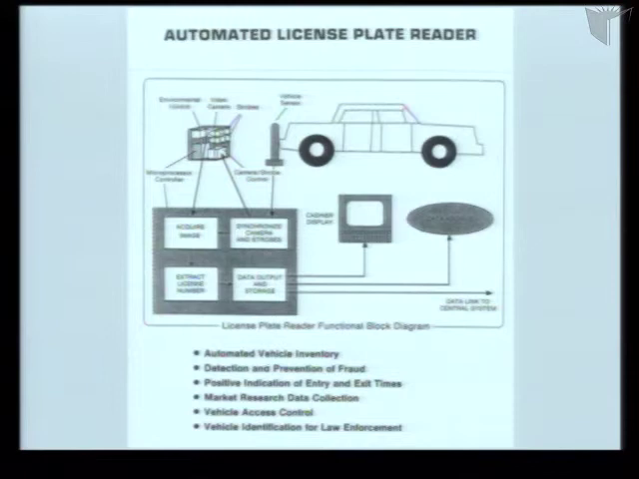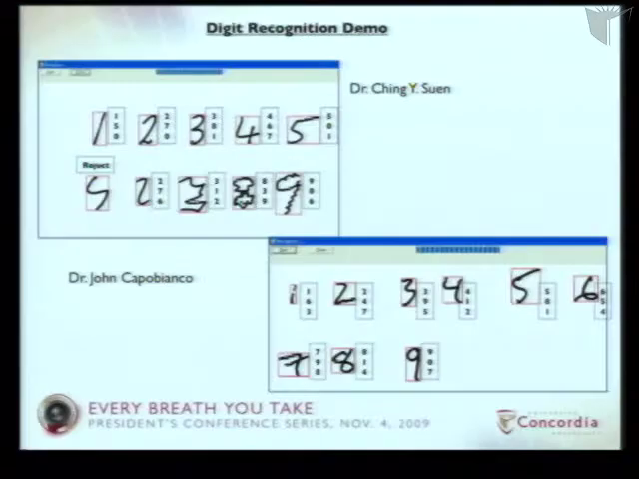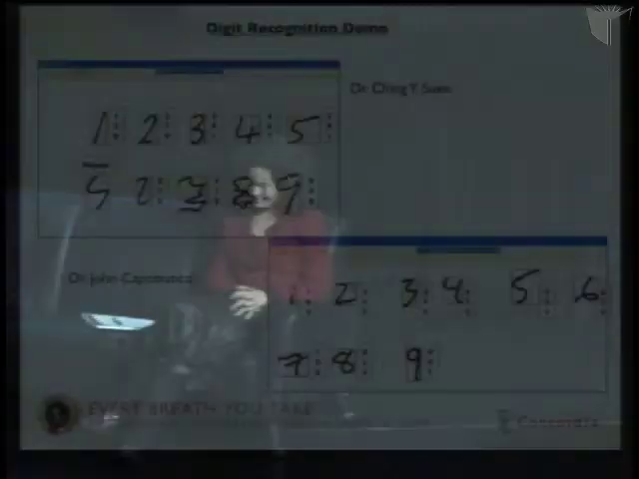So we can capture the license plates of cars, etc., for surveillance, and also for security. And we also do a lot of handwriting recognition research, etc. And the upper one was written by me during the rehearsal on Sunday morning. And I wrote these to test the system.